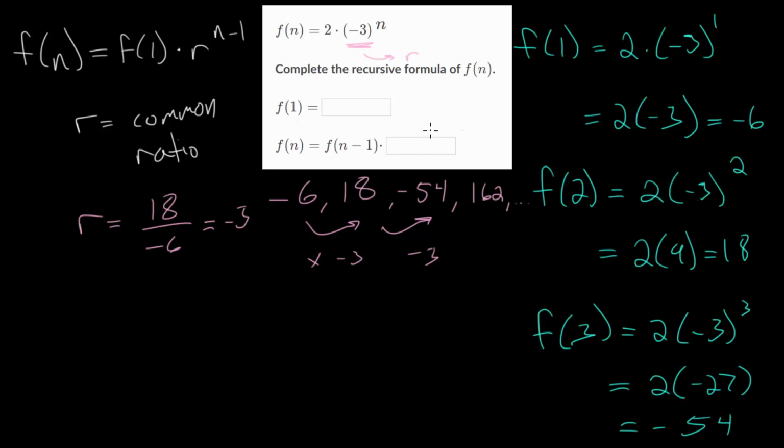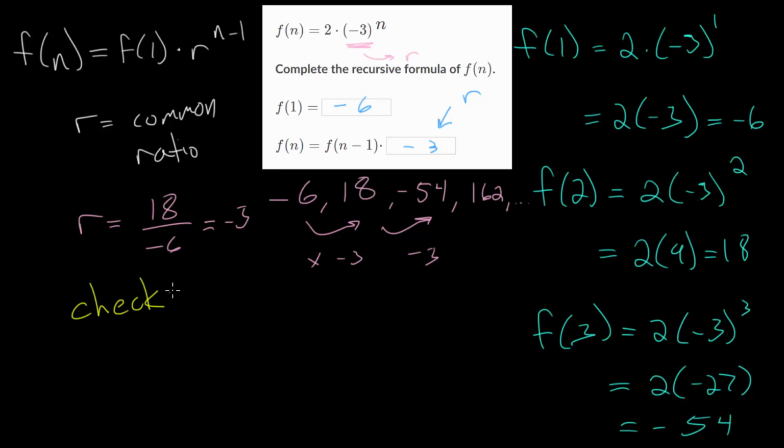And we know that in our recursive formula that, well, this is our first term. And we found that is negative 6. So we can put that into the box. And in our pattern here in the recursive formula, to find the nth term, you take the term before it, the n minus 1 term, and then multiply by that common ratio r. And we found that common ratio to be negative 3. So this is what we think is our recursive formula.